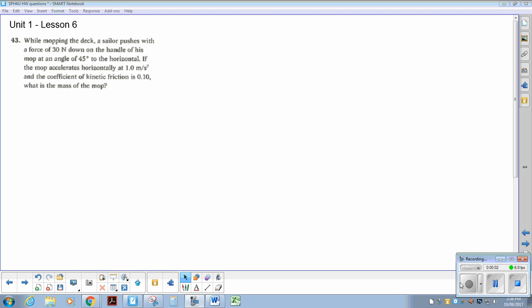Hello, I have a question with Unit 1, Lesson 6, and it's question number 43. This is regarding the sailor pushing the mop. With this particular question, it's very important to get your free body diagram drawn properly.